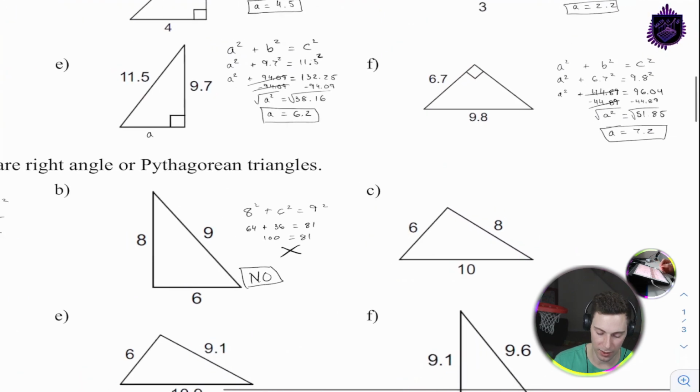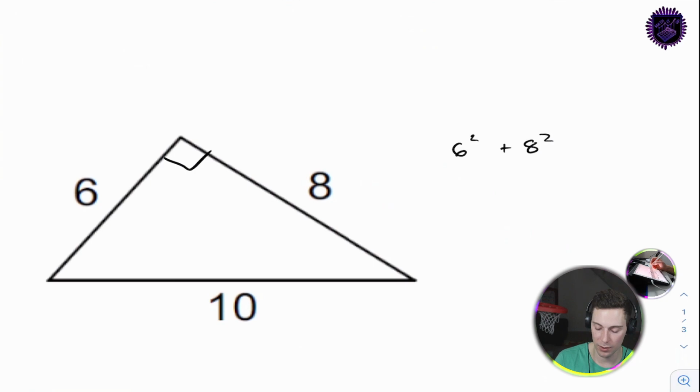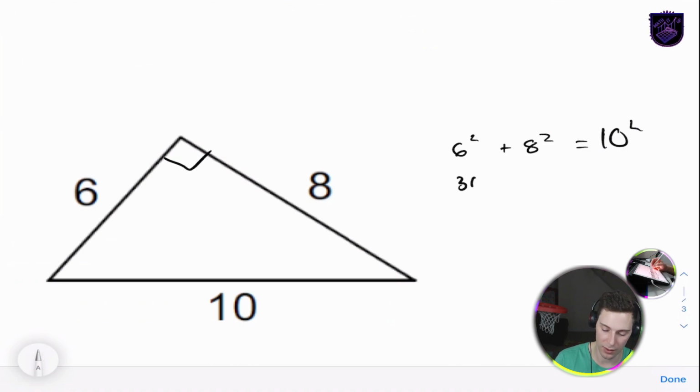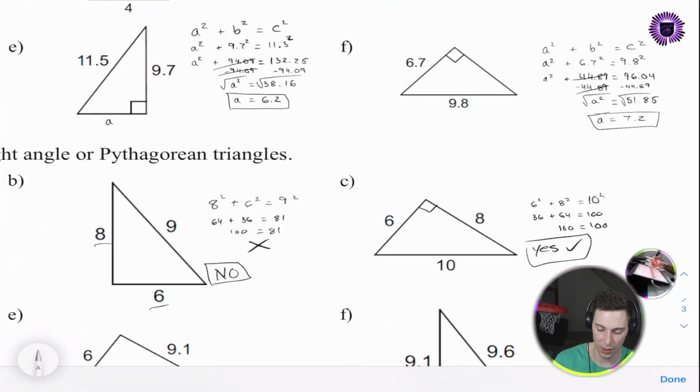But we just did this one. No, this one is 6, 8, 10. So 6 squared plus 8 squared will equal 10 squared. That's a true statement. So this is going to be 36 plus 64 is equal to 100. And that's true. 100 is equal to 100. So yes, check mark. It is a right angle triangle.